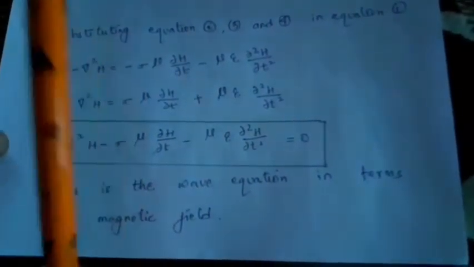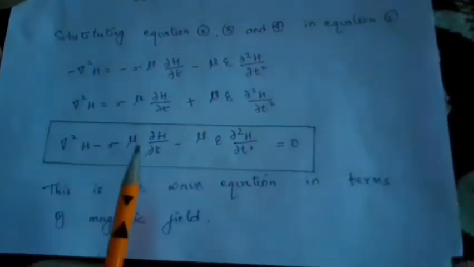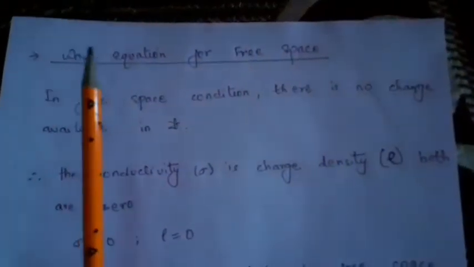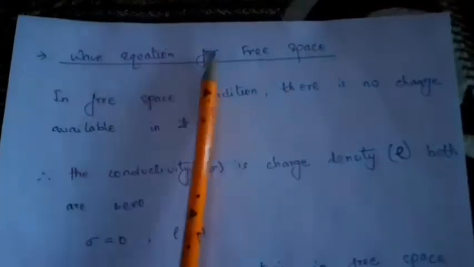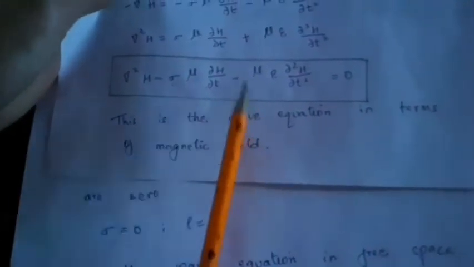So all the parameters, magnetic field density, conductivity, permeability, permittivity, are there. As the electromagnetic wave equation has both electric field as well as magnetic field parameters, all these parameters are related with each other in the electromagnetic wave equation. So next, the same wave equation for the free space condition. This is the wave equation for the conducting medium.